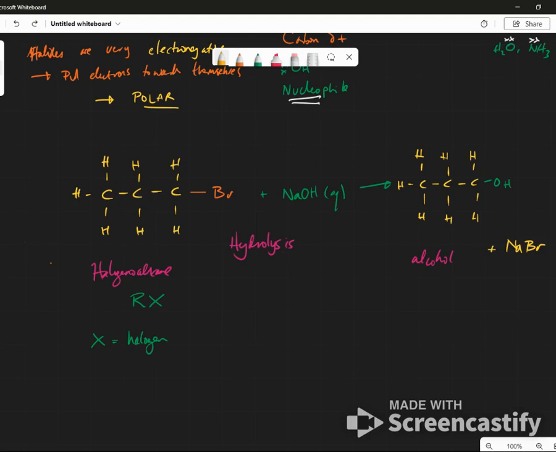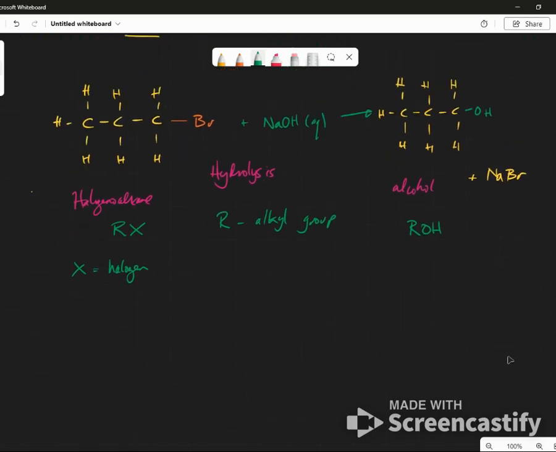So if RX is the formula for a halogenoalkane, anyone want to tell me quickly what the general formula of an alcohol is? 5 seconds, 5, 4, 3, 2, 1, too slow. It's going to be ROH, because there's an R group attached to an OH. Now, an R group is what we call an alkyl group. So that's an R group and that's an R group.